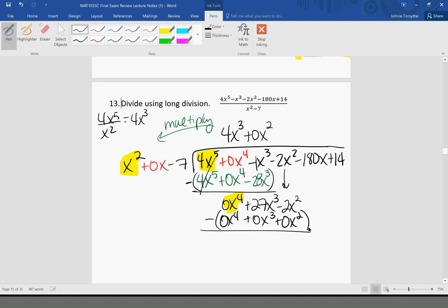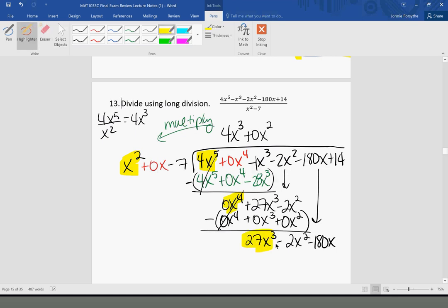Then we subtract. We're going to end up with 27x to the third minus 2x squared, and then bring down the negative 180x. And then I'm going to go again. Leading, I didn't want to do that.